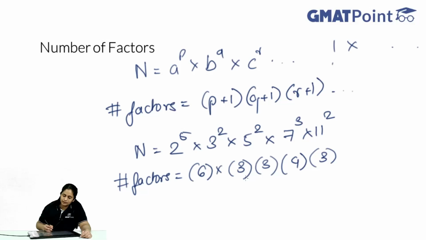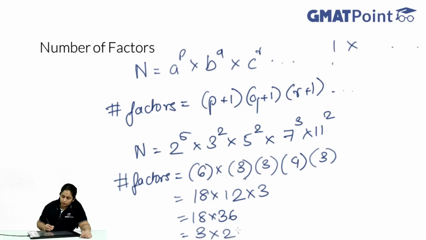So how much is that? This is 18 into 12 into 3. So this is 18 into 36. Let me try to find an easy way to represent this. 18 into 36, so if I multiply, this would be equal to 648. So the number of factors of n would be 648.